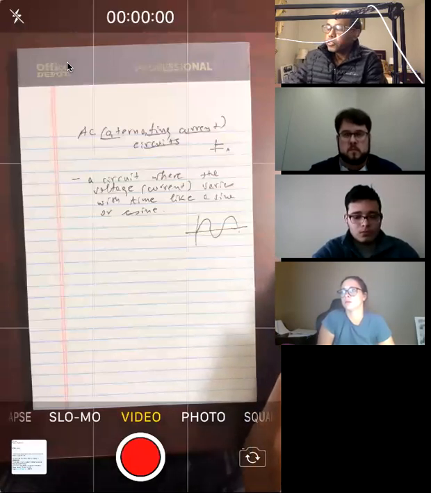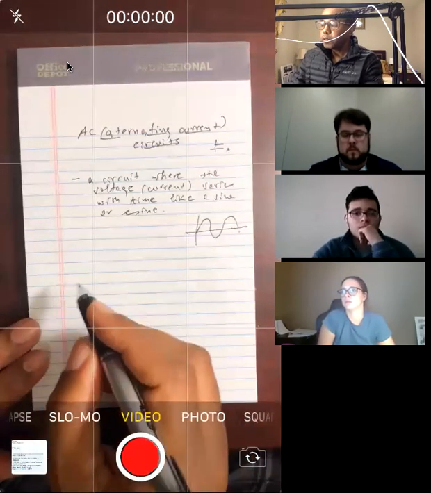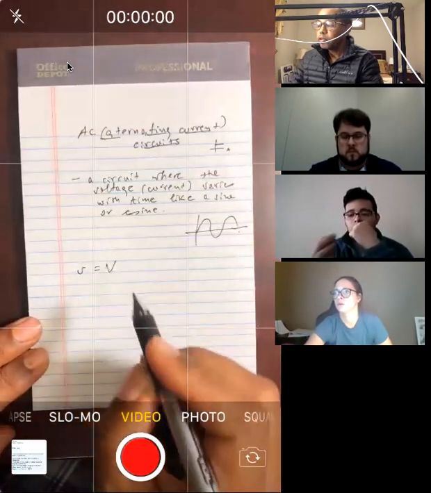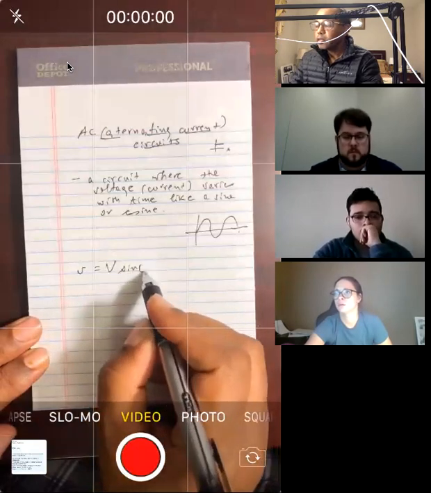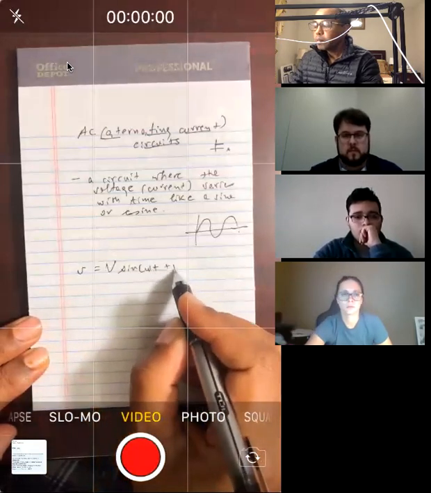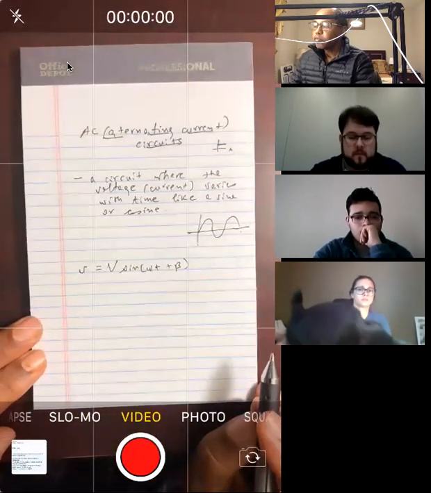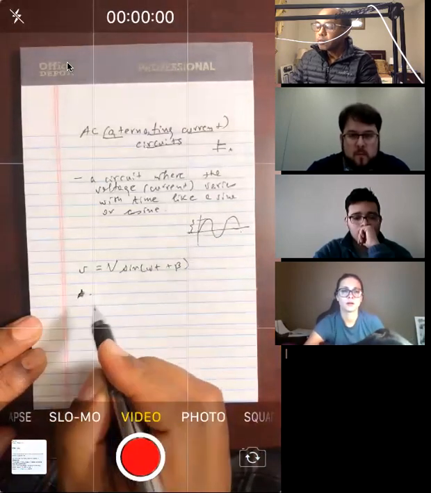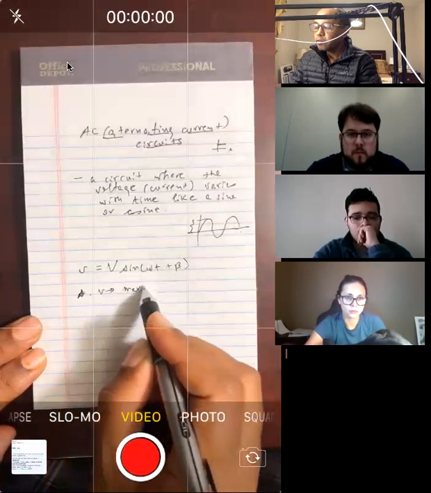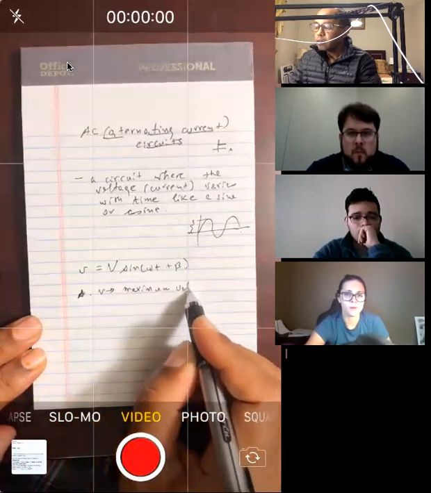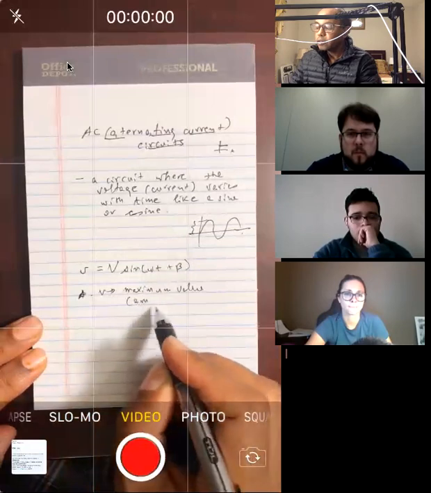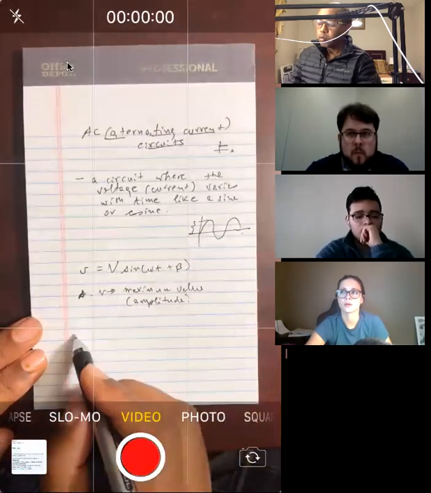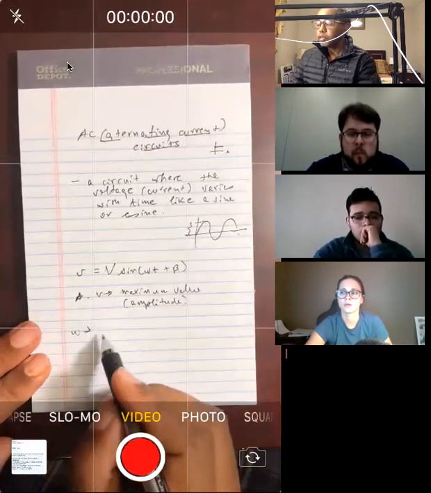So the general expression for a sine function is V sine of omega t plus beta. V is the maximum value, and it's called the amplitude. We have already discussed this, but let me go through it. How about omega? Omega is called the angular frequency.